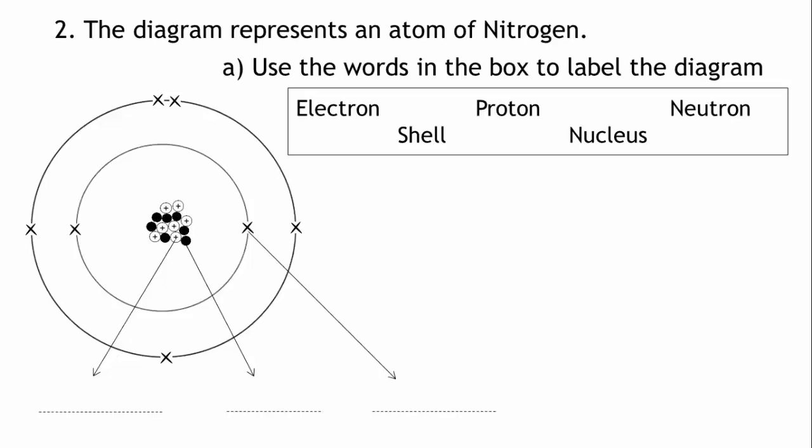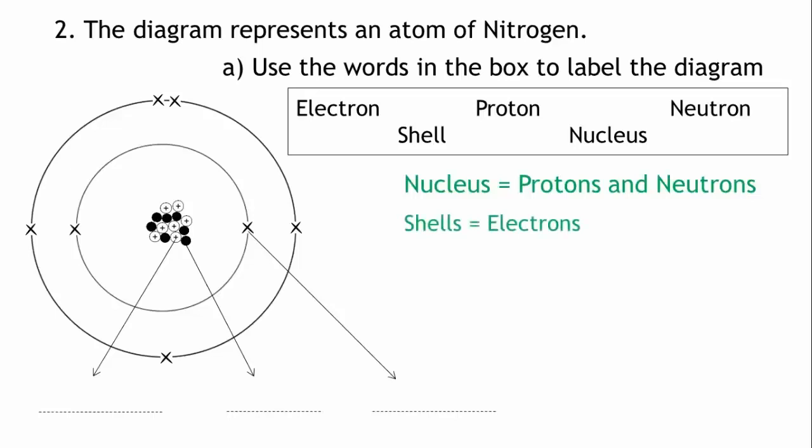So let's write down what we know about an atom. An atom has a nucleus which is made up of protons and neutrons. This is surrounded by shells, and in these shells we find electrons. Protons are positive, electrons are negative, and neutrons are neutral.